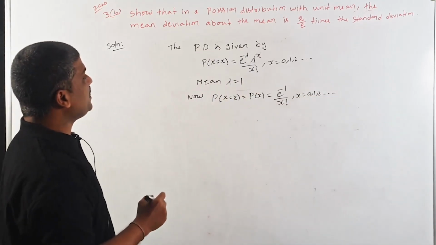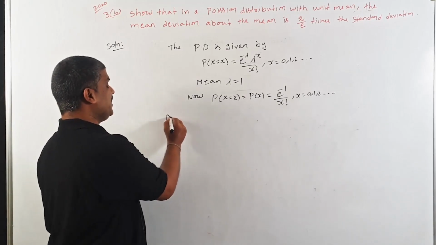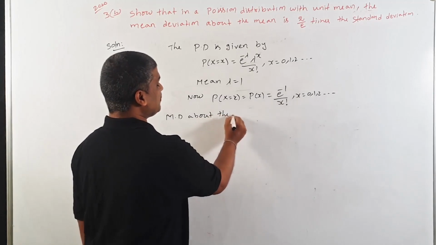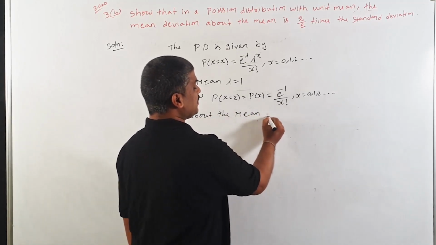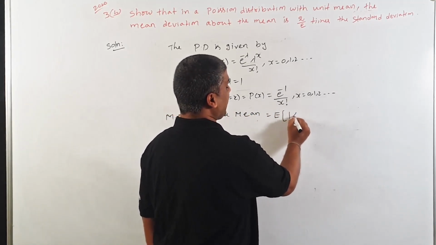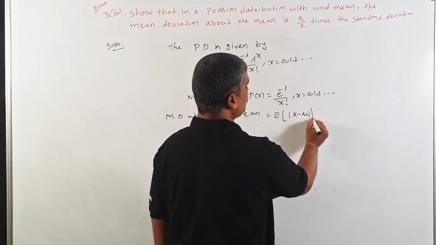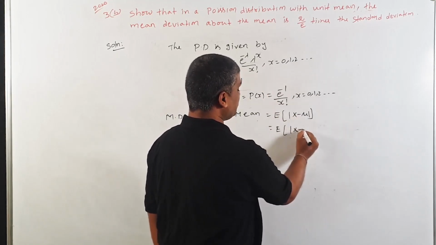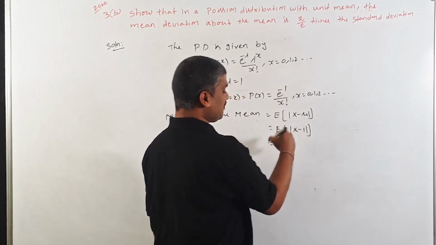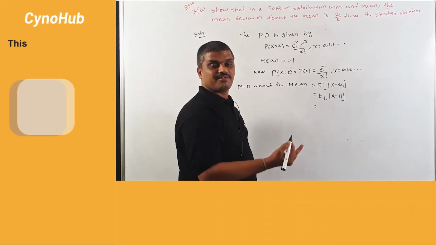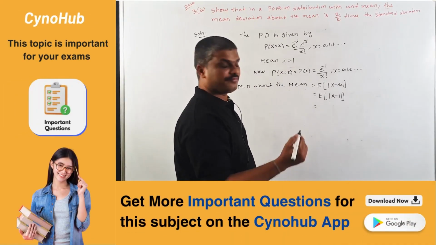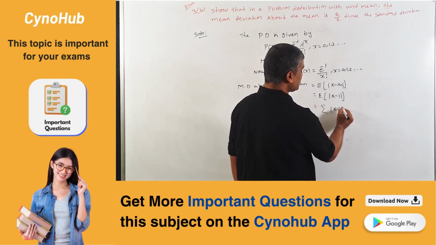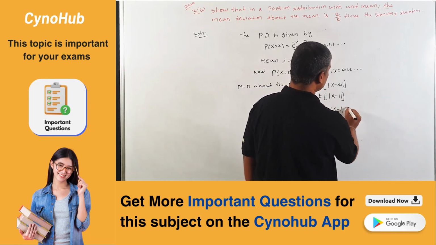Now I want to find out the mean deviation about the mean. What is the formula here? Expectation of mod x minus mu. Here mu is given as unit mean, that is 1. As we know the definition of expectation of f of x, sigma f of x into p of x, here f of x is mod x minus 1 into p of x.